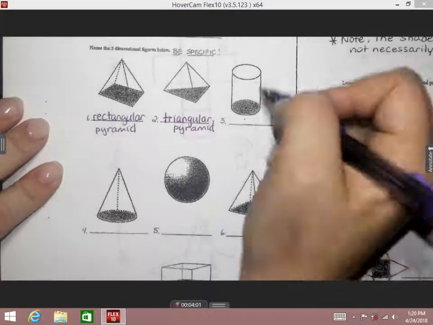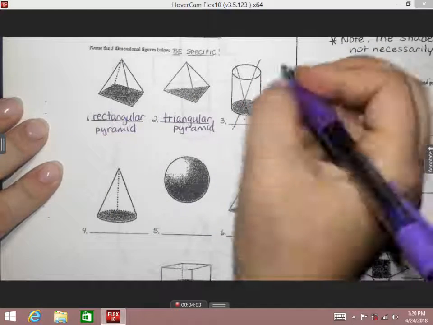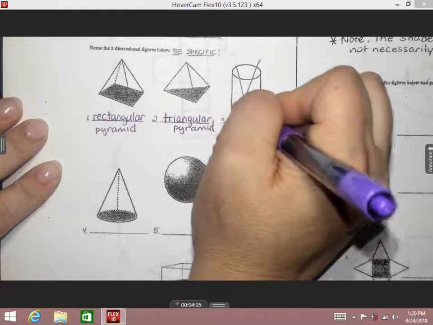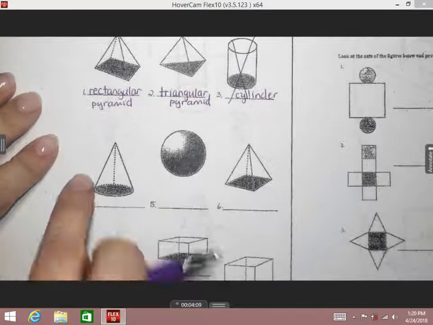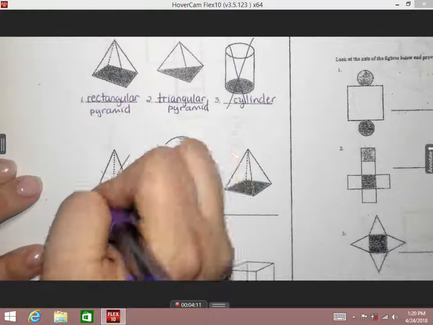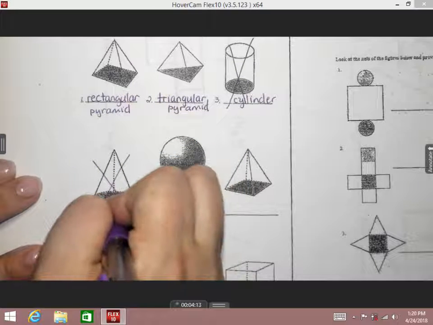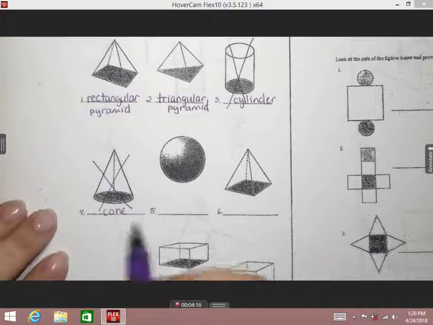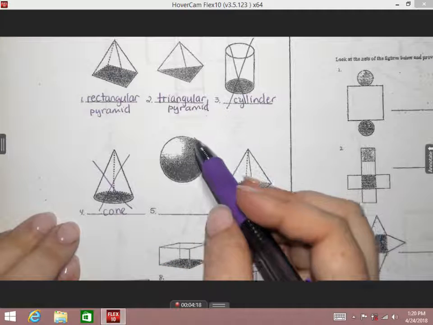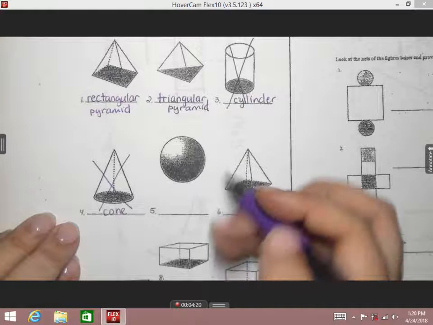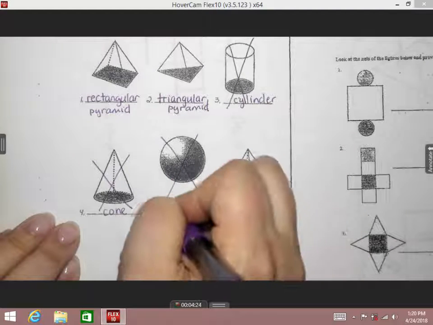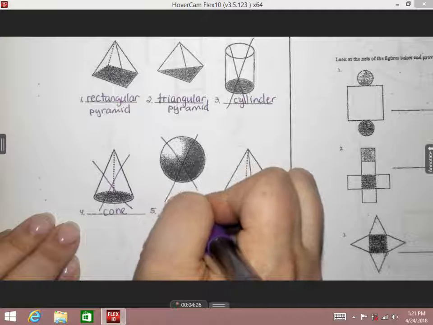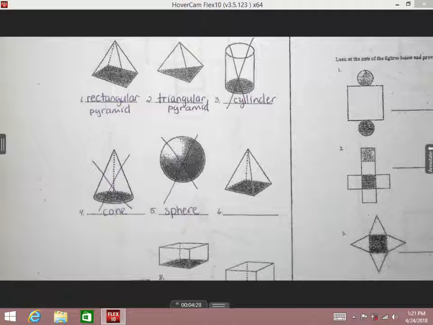All right, this is one of those circle shapes, so we don't have to know its name, but if you wanted to, it is a cylinder, which a lot of us already are familiar with. All right, again, on number 4, we see a circle, so we don't have to know it, but it is a cone, kind of like an ice cream cone. Number 5, another circle. That's the shape of a ball, which we would also call a sphere. Very good. So a lot of those we're already familiar with.